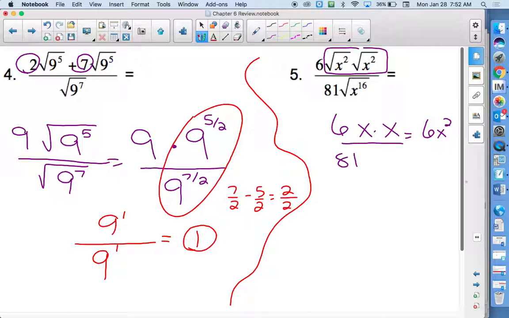And then on the bottom, we have the square root of x to the 16th, which based off of what Connor did on the other side, we could rewrite that as x to the 16 over 2. That's what that really means. As a radical, it can be converted to a fraction. So Maggie, what would x to the 16 over 2 become? What is 16 over 2? 8, yeah.